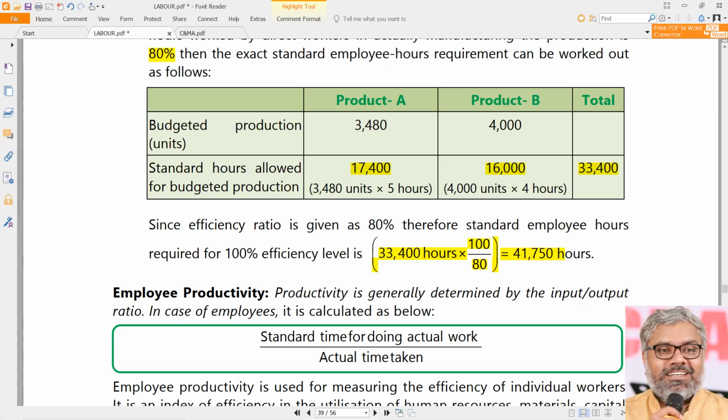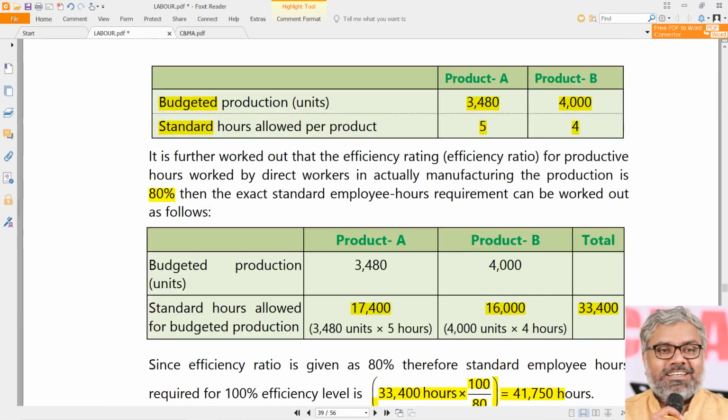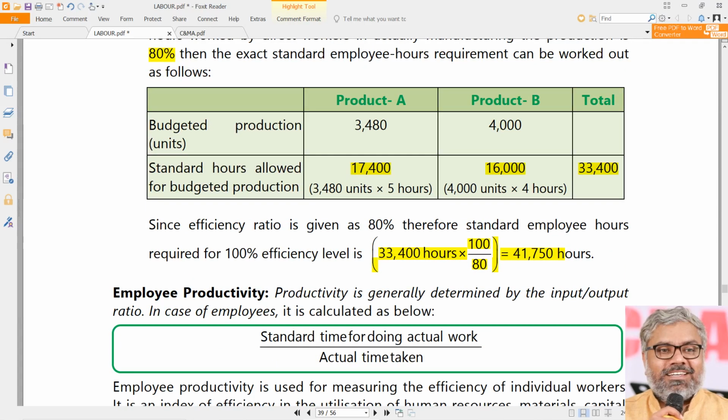So what will become standard hours then? Then it will become 3,000 into 5, not 3,480 into 5. So what is actual production? 3,000 multiplied with 5 hours they are supposed to take for each unit. So 3,000 into 5, 15,000 hours will become standard hours in that case, if actual production is different.